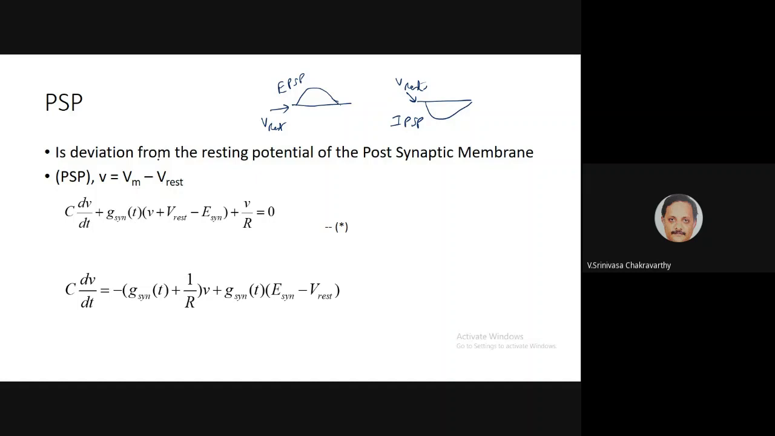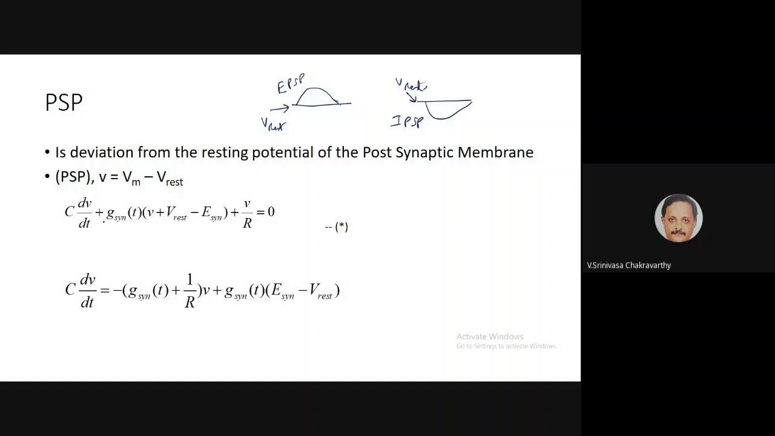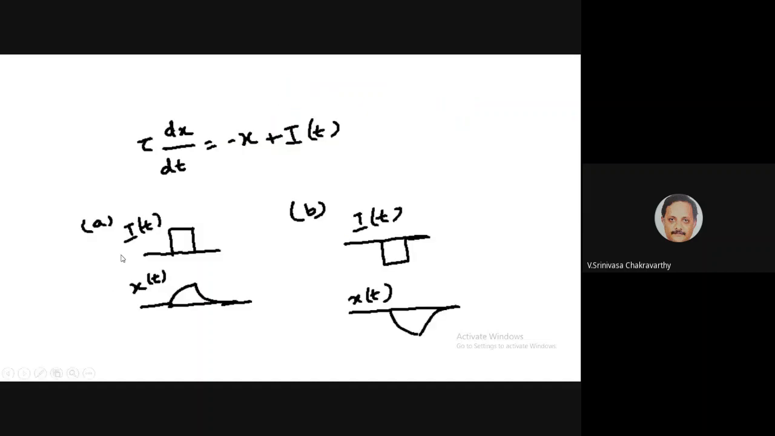And now write down the original equation in terms of this new quantity. If you plug this into the equation, you get C dv/dt plus Gsyn times (small v plus Vrest minus Esyn) plus small v by R. So you get to this equation. Sorry, we are running out of time. Let us see in tomorrow's class under what conditions you see a positive wave of this small v or a negative wave of this small v. Okay, let us stop there.